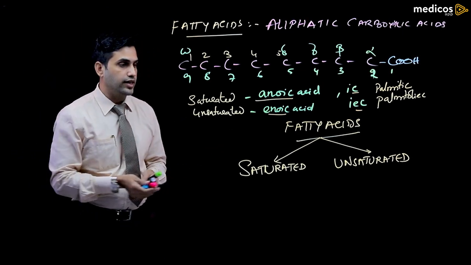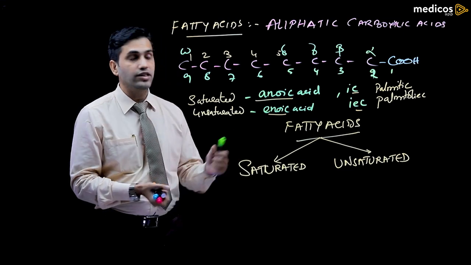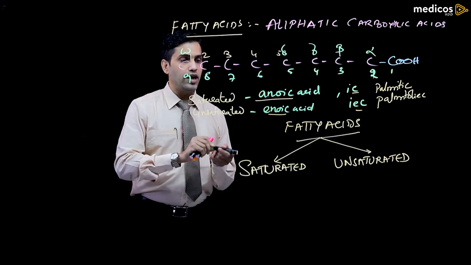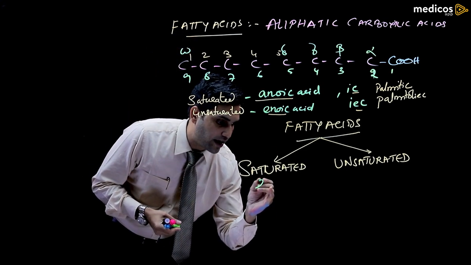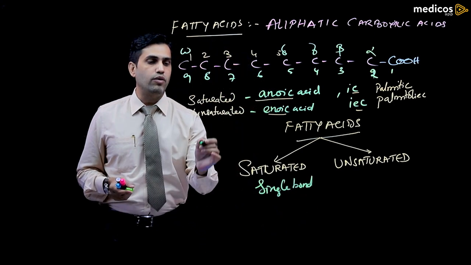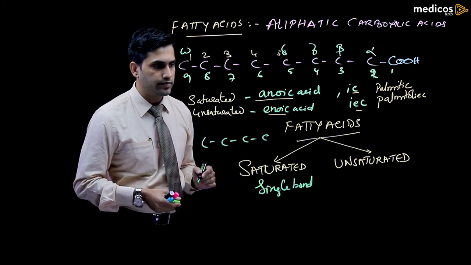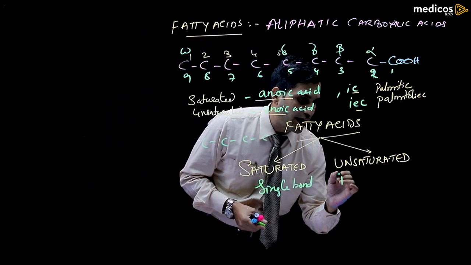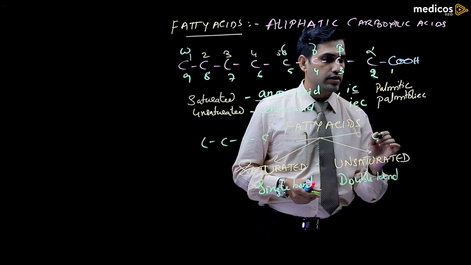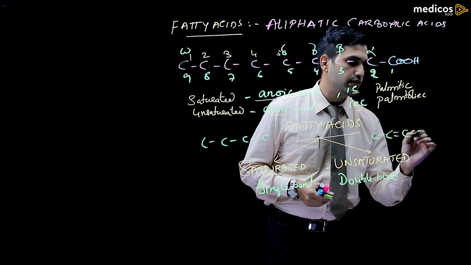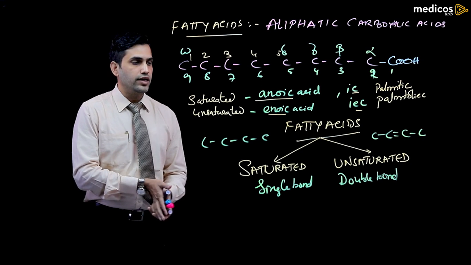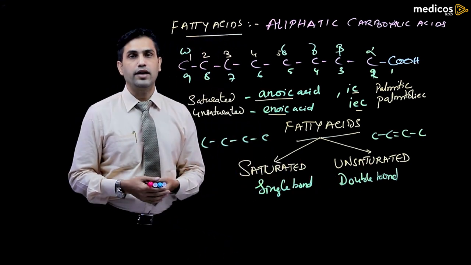Saturated and unsaturated. Now, what is the difference between saturated fatty acids and unsaturated fatty acids? There are so many differences. Saturated fatty acids have single bonds, only one type of bond. Unsaturated fatty acids have double bonds, C double bond C, something like that. Saturated, single bond; unsaturated, double bond.